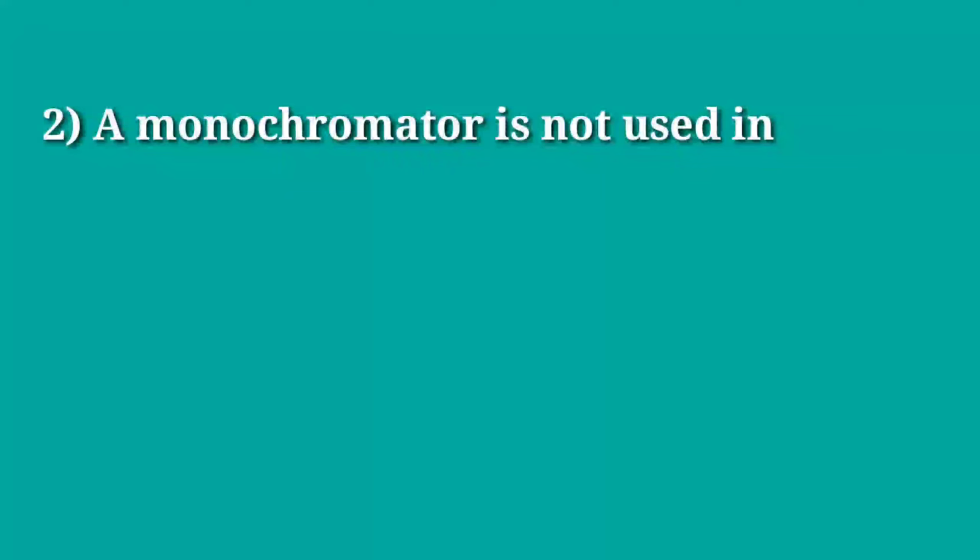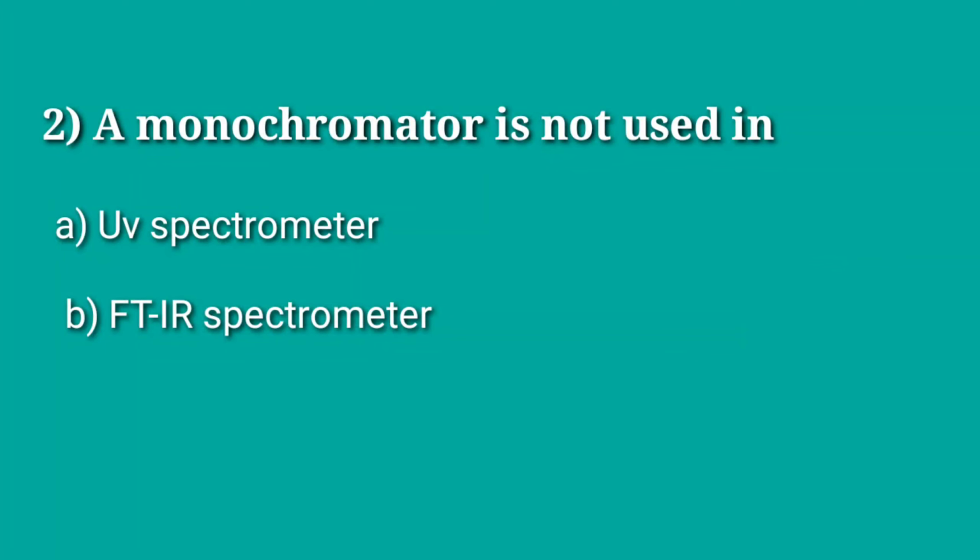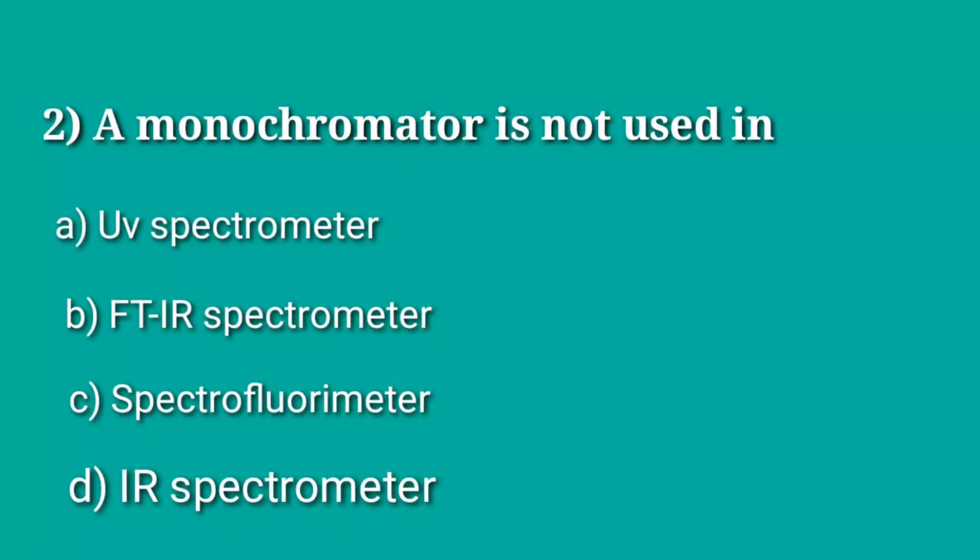Question number 2. A monochromator is not used in option A UV spectrometer, option B Fourier transform IR spectrometer, option C spectrofluorimeter, option D IR spectrometer. Generally, in Fourier transform IR spectrometer, a special system is used consisting of a drive mechanism, a beam splitter, and a transducer. In remaining UV spectrofluorimeter and IR spectrometer, a monochromator is used, except in option B.